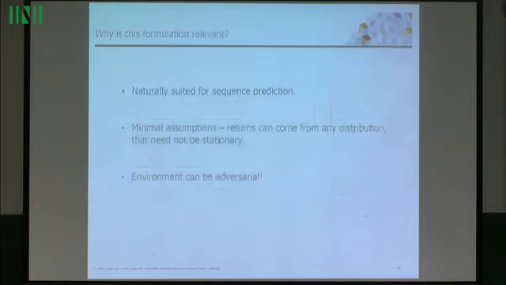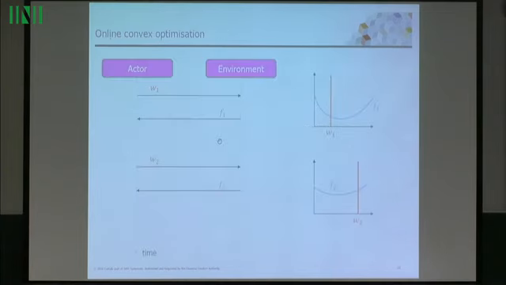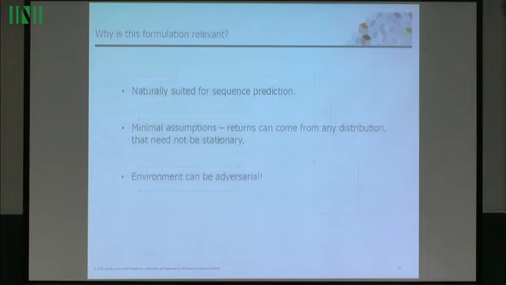So broadly, our objective is to minimize our loss. Why is this setting relevant and useful to us? Well, it's naturally suited to sequence prediction. It's modeling the case where we're making actions and then the environment is responding. This is exactly the kind of scenario we have in time series analysis.